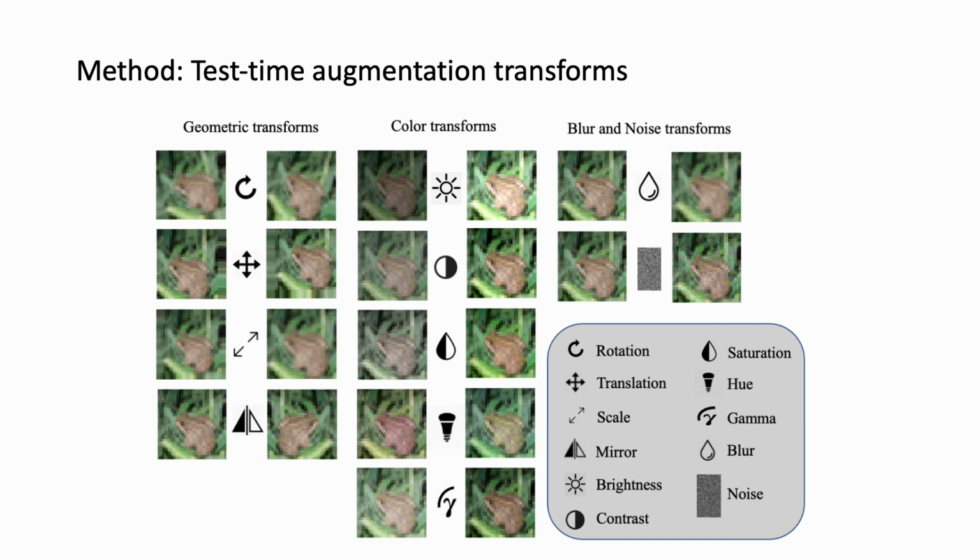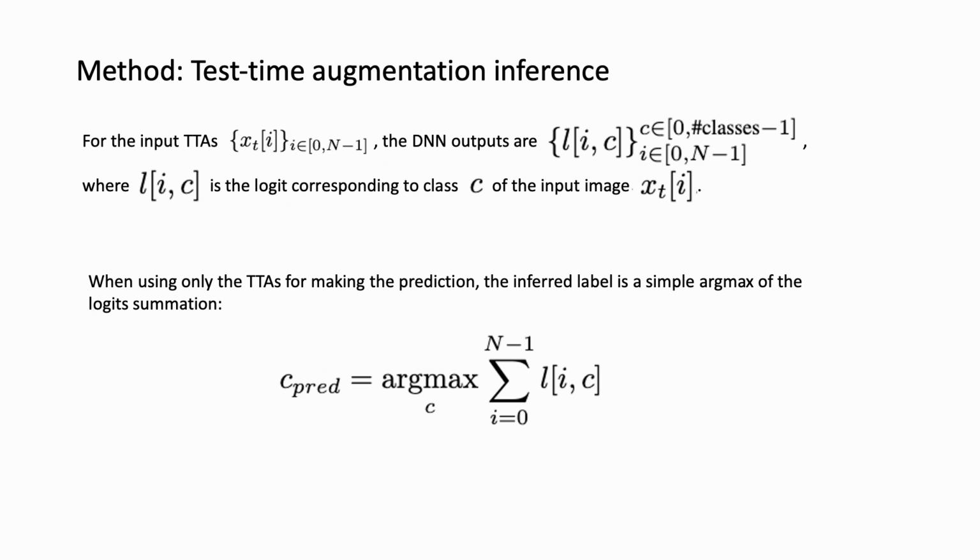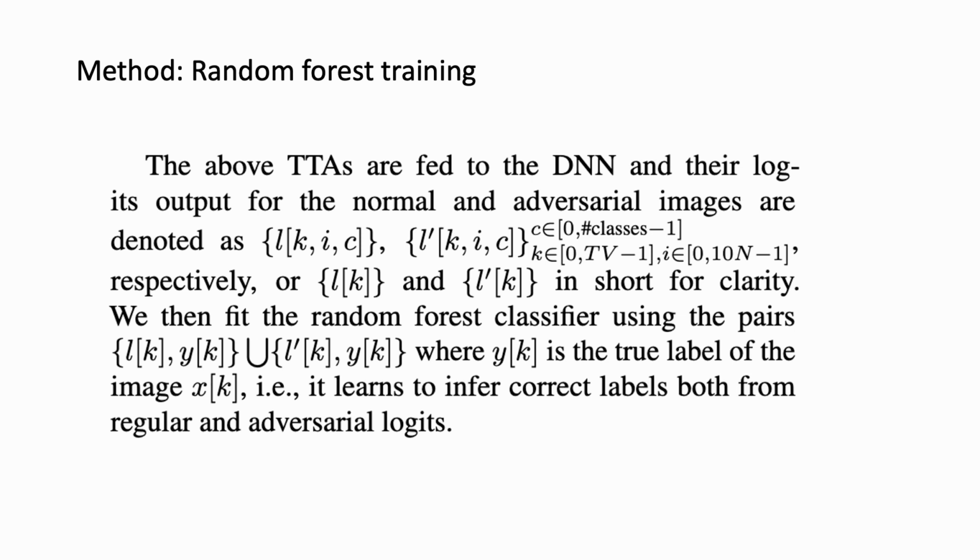All the above transforms are randomized to generate n test-time augmentation samples per image. In the inference phase, we collect all the deep neural network's logit outputs for all the test-time augmentation images. When using only the test-time augmentations for making the prediction, the inferred label is a simple argmax of the logit summation. We can do better than summing the deep neural net's logits.